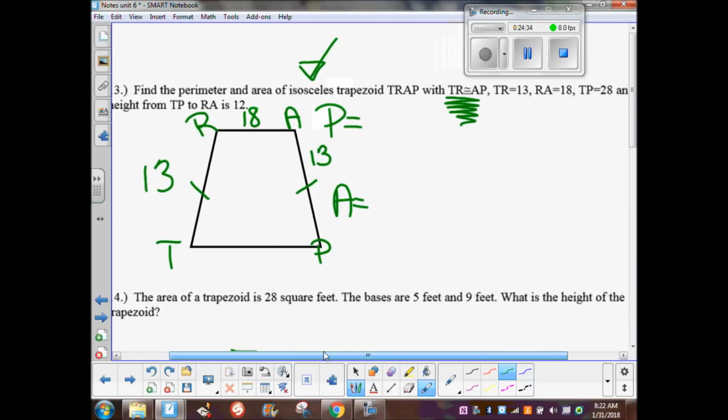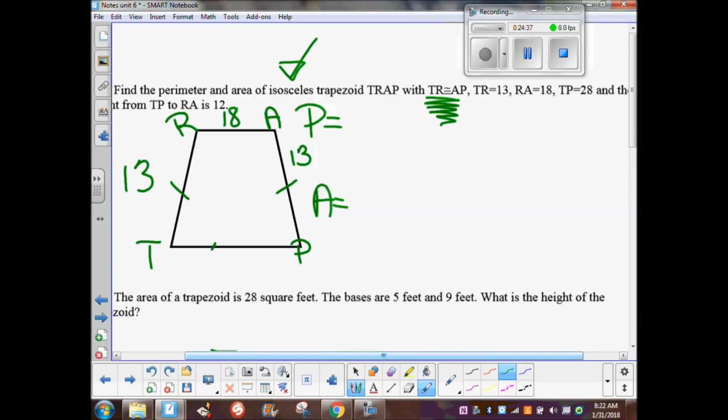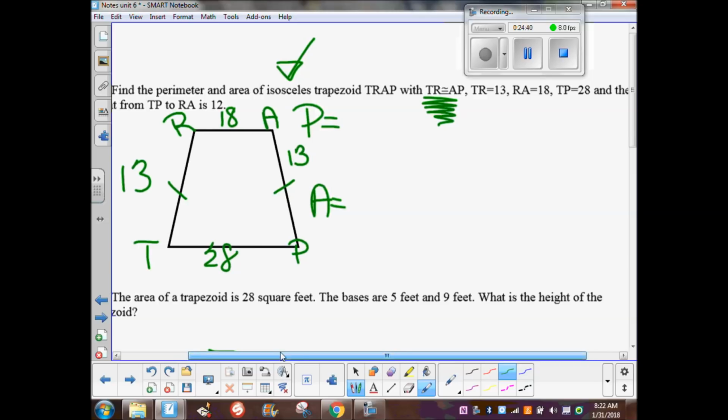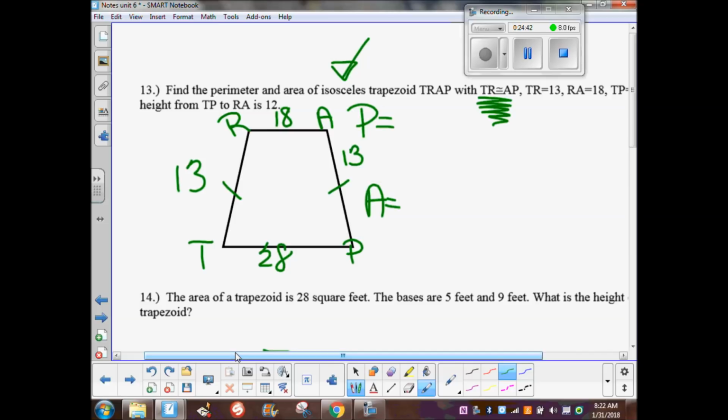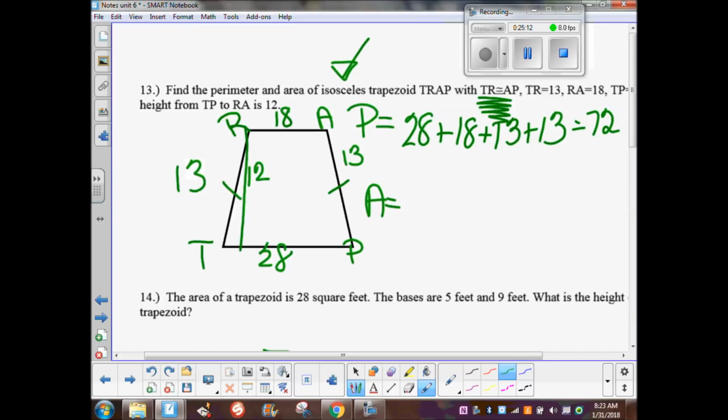What else do we have? TP is 28. And the height from TP to RA, I'm drawing that nice perpendicular height, is 12. Perimeter. Add them all up. What do we get? 13 plus 13 plus 18 plus 28. We end up with 72? Yeah. Area, so let's write down that formula.